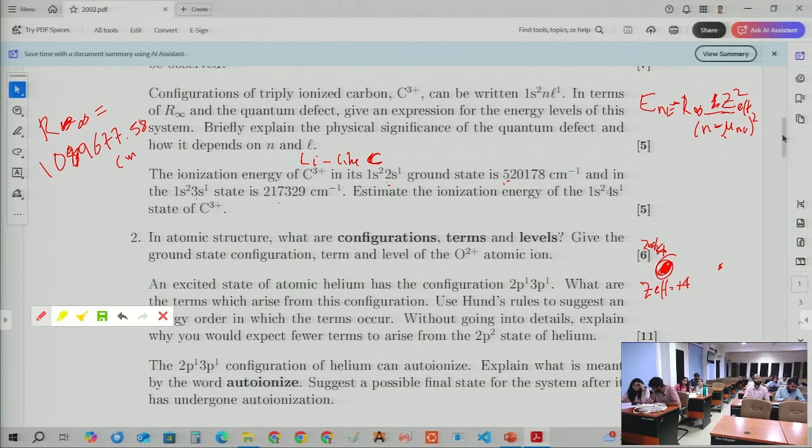So that's minus 1. So I'll write that again more neatly: 109,677.58. So that's minus 1. And if you take the ratio of R-infinity to E, it makes everything dimensionless. So the quantum defect, as you probably gathered, is just a number.